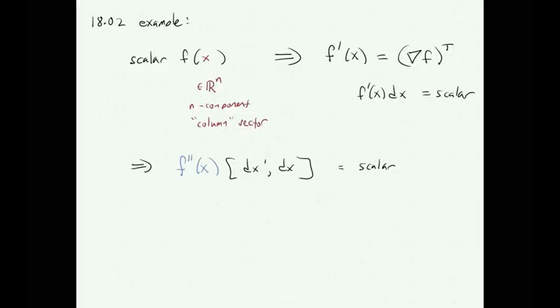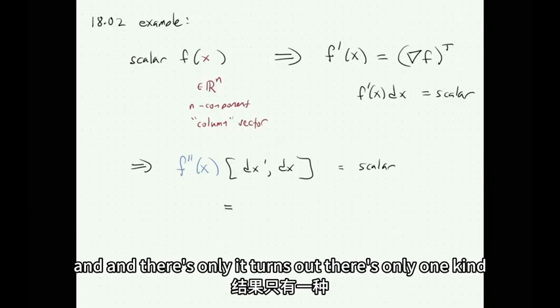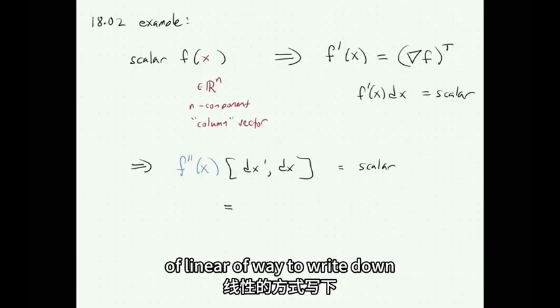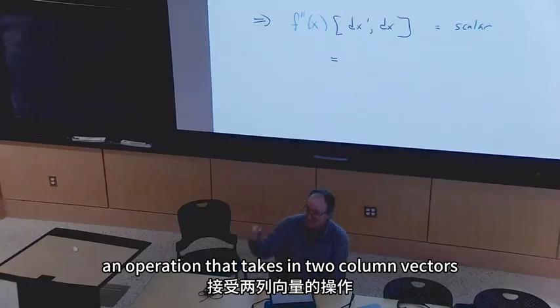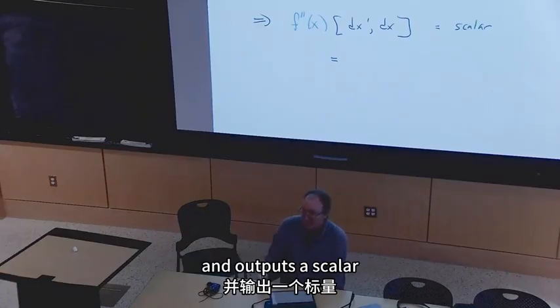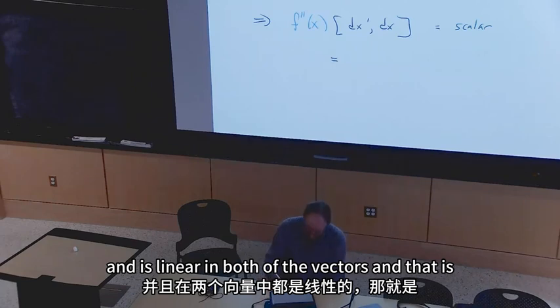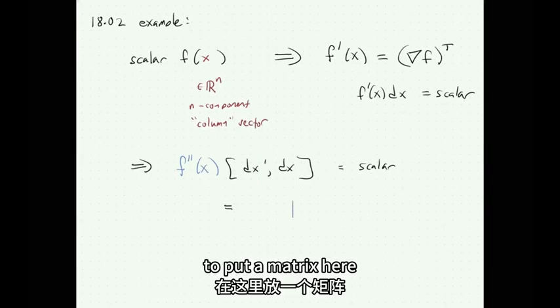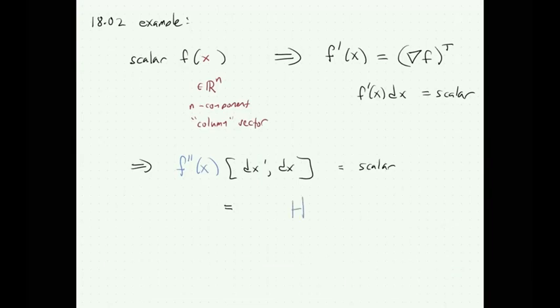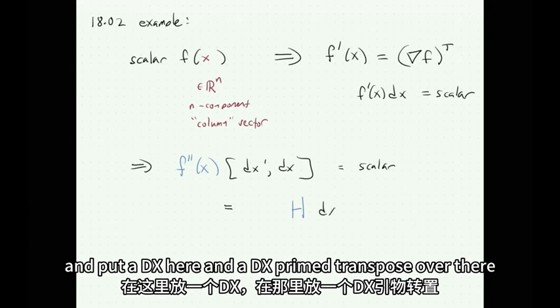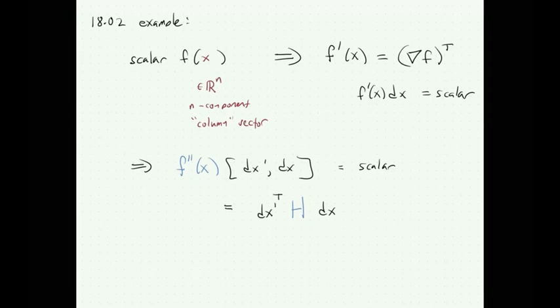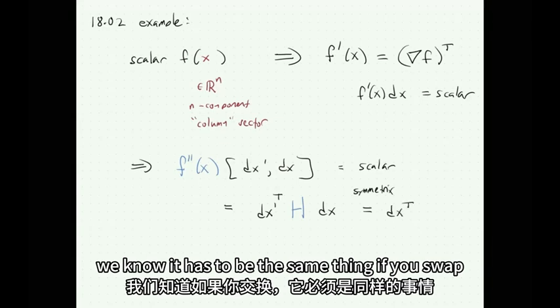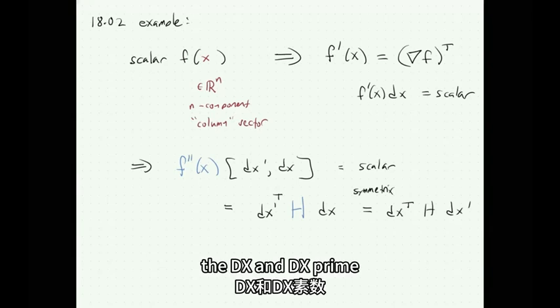And it turns out there's only one way to write down an operation that takes in two column vectors and outputs a scalar and is linear in both of the vectors. And that is to put a matrix here, and put a dx here and a dx prime transpose over there. And it has to be symmetric. We know it has to be the same thing if you swap the dx and dx prime.